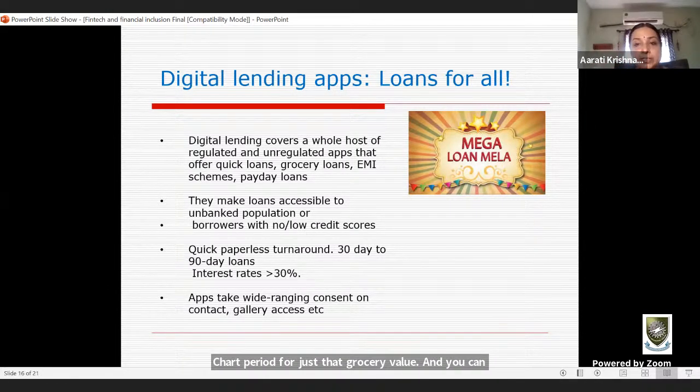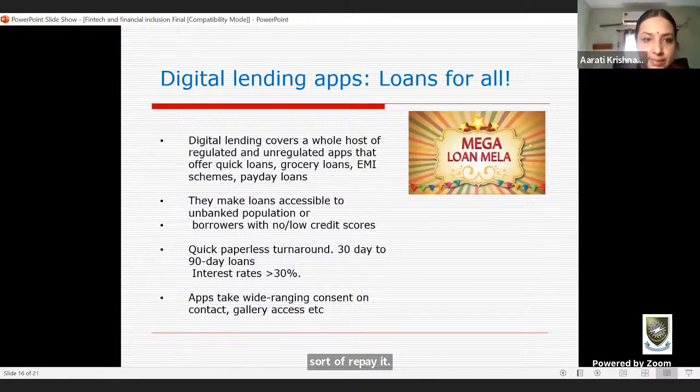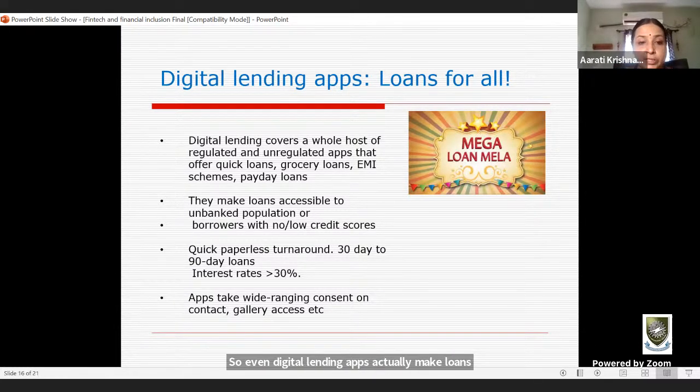So even digital lending apps make loans accessible to the unbanked population, people without credit scores. When you go to a bank and try to borrow even 5,000 rupees, they'll put you through a lot of paperwork. These apps just don't have any paperwork. They just take your consent online in the app and they disburse the loan. And the turnaround is very quick.